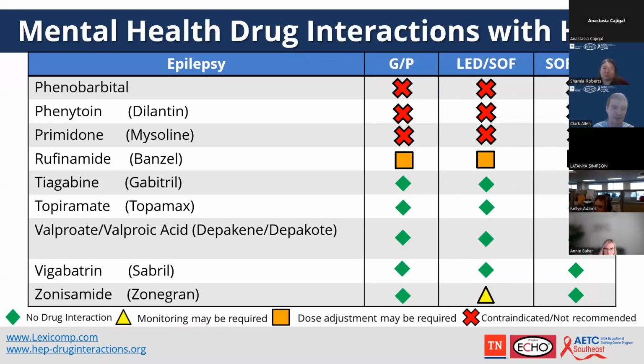But we also have medications like topiramate, valproic acid, Depakote, Depakine. Those are okay. And then I wanted to make sure I added some pediatric seizure medications, the Sabril or vigabatrin. That's also one that can be okay to use. If they were on that medication, that can also be used for treatment of hepatitis C. Next slide.